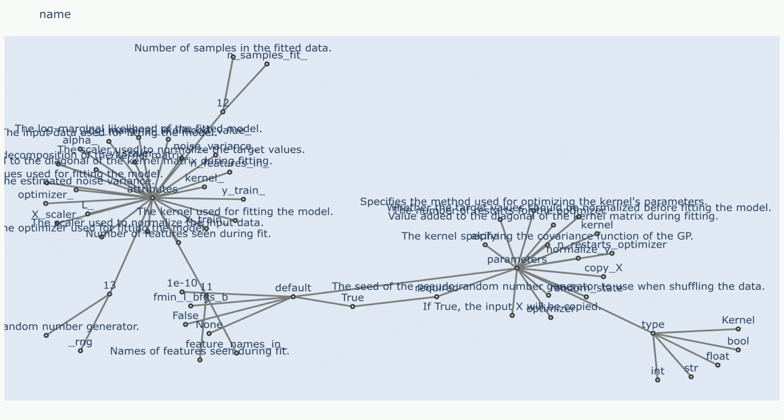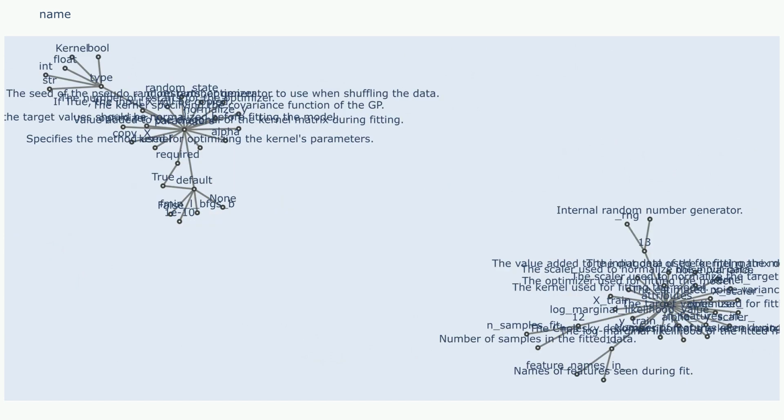9. Applications. Gaussian process regressor is widely used in various fields. Machine learning: modeling complex nonlinear relationships. Robotics: control and trajectory planning. Finance: predictive modeling for asset prices. Environmental science: modeling environmental processes. Material science: predicting material properties.